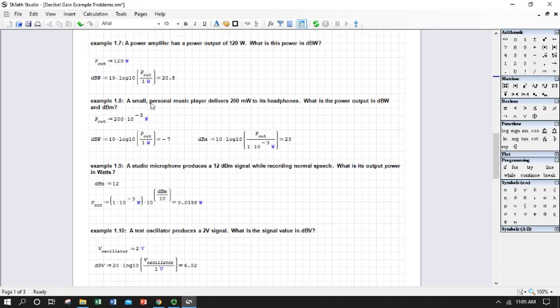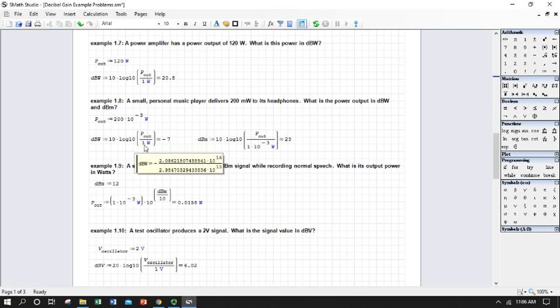So someone has a small personal music player that delivers 200 milliwatts to its headphones. So what is the power output in dBW and dBm? So the first thing we know is we've got two different references. We're just expressing power, so we're not thinking about gain, but we have a different reference number. So we're going to express this 200 milliwatts or 0.2 watts, and then we're going to ratio it to 1 watt in one expression and to 10 to the minus 3 watts in the other.